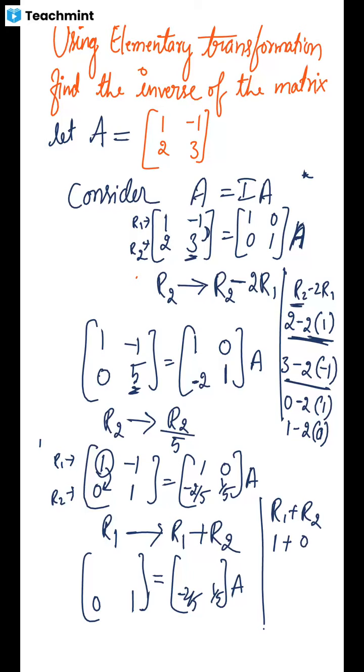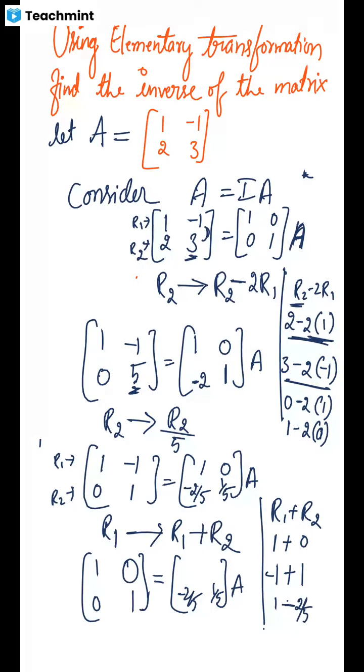Similarly, the first row second element is minus 1 plus the corresponding second row second element, which is 1. So minus 1 plus 1 gives you 0. Here, I am going to get 0. In this case, the R1 element is 1 plus into minus, the R2 element is minus 2 by 5. Plus into minus, minus 2 by 5.